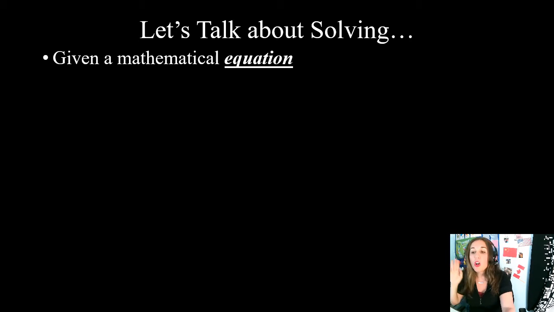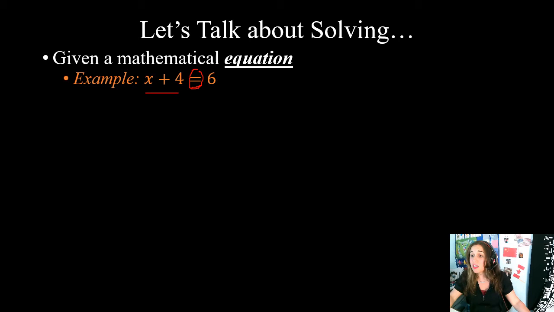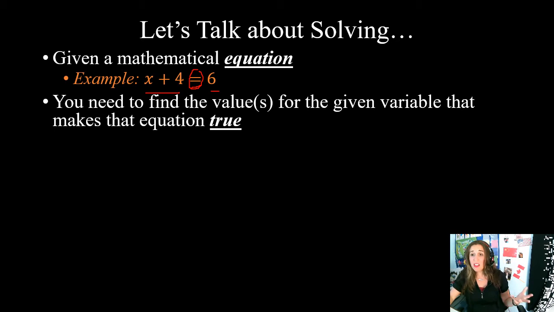So let's take a look at an example here. In this example, we have x plus 4 equals 6. This is an equation. We see an equal sign, okay? An equation represents a relationship, and it says that what's on this left side of the equal sign has to be equal to what's on the right side of the equal sign. So x plus 4 has to be equal to 6, all right? And our job is to find the values for that given variable, for x, that make that equation true, that make that relationship hold. Because we have a relationship here, you guys. We have a relationship of equality between two sides. The left has to be equal to the right, okay?